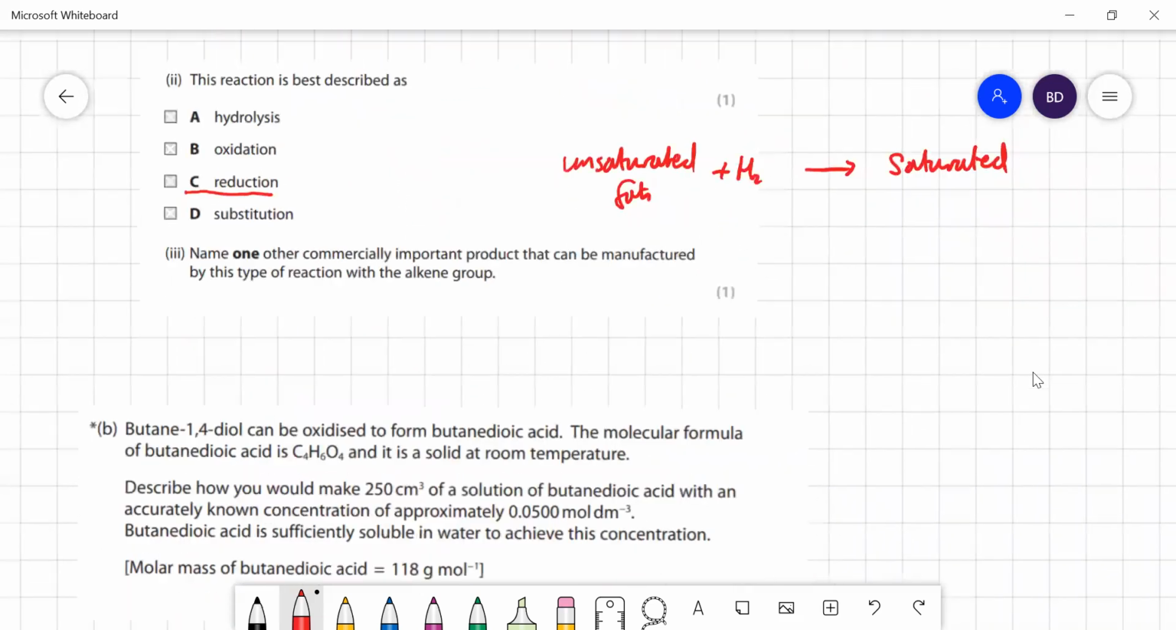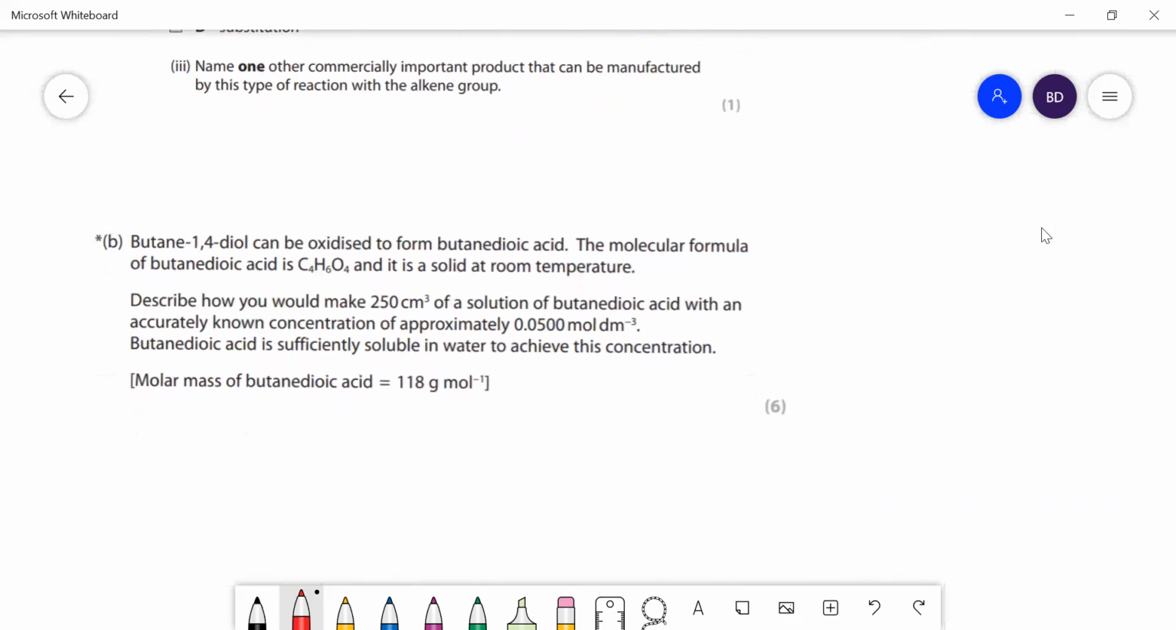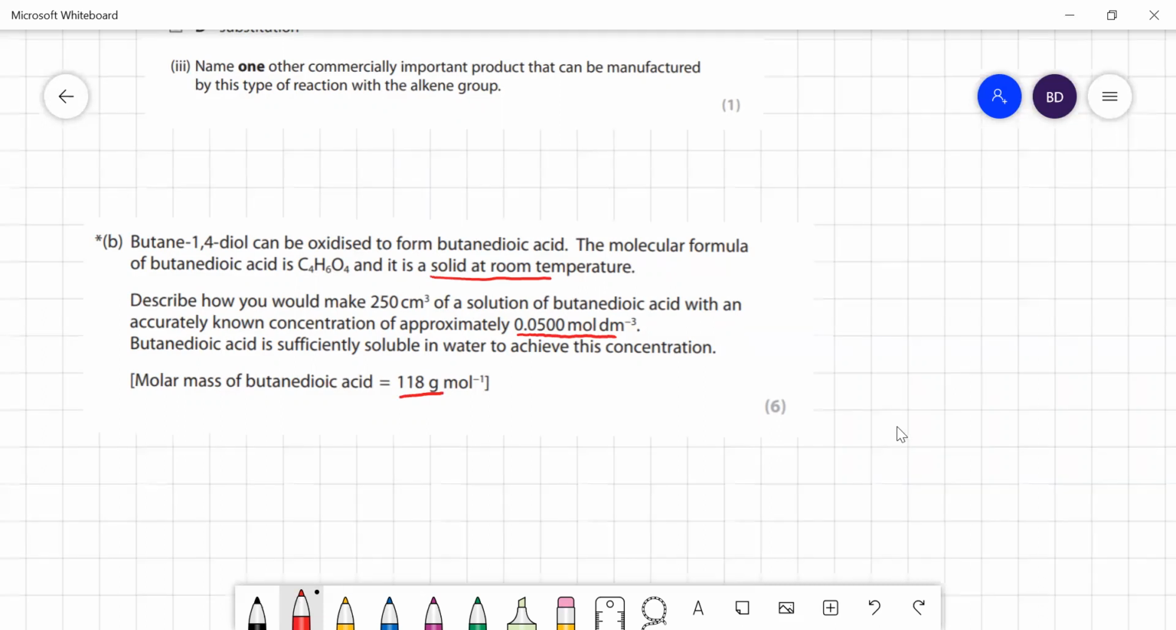Right. Butane-1,4-diol can be oxidized to form butanedioic acid. Okay, so butanedioic acid is a solid at room temperature. Right, describe how you'd make a 250 cm³ solution of the acid. You want to know the concentration accurately, but it's got to be about 0.05 mol per dm³. And it says it's sufficiently soluble in water to achieve that. And they also give you the Mr.